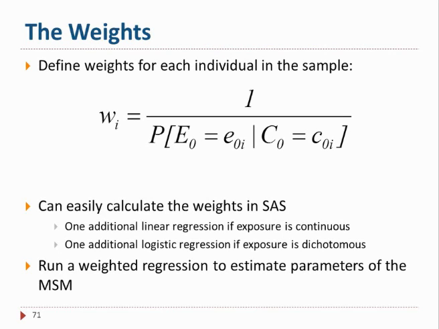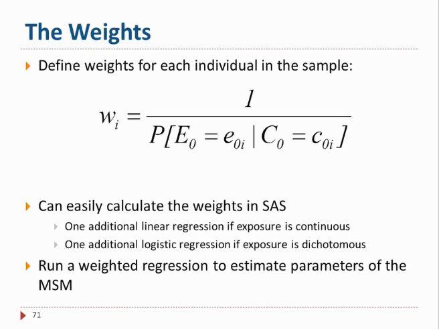So this is the formula for the weights. But what's important to notice here is we're going to be estimating the probability of exposure. And you only need to estimate one additional regression model to get the weights. Here, you're going to regress your exposure and include the time-varying factors, so here are the hormones, and the non-time-varying factors, the age, the BMI, the physical activity. We're going to adjust for all the confounding through the weights. And you only need to do one additional linear regression if your exposure is continuous, or one additional logistic regression if your exposure is dichotomous.